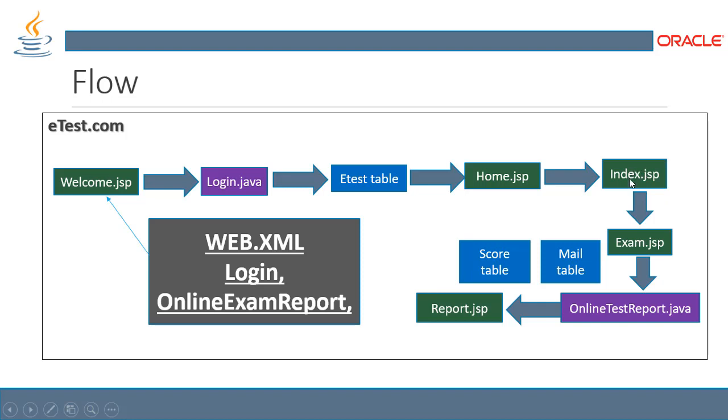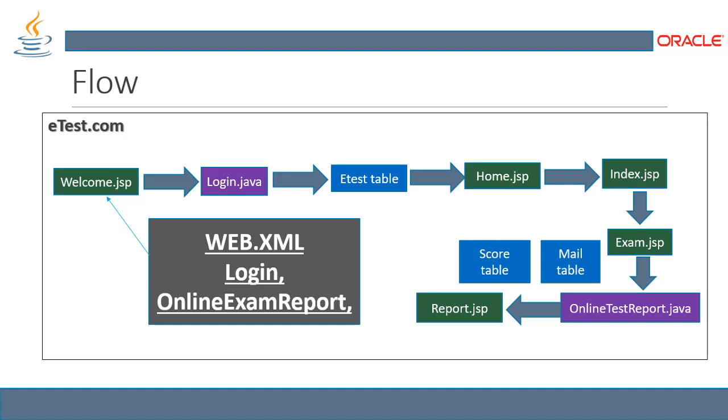The home.jsp will display the user details along with the option to go to the index.jsp, which is your test page. On the test page, you have to enter the topics you want to take the test on and your details. From here, it will take you to Exam.jsp. Exam.jsp will display the number of questions along with the multiple choice answer options.